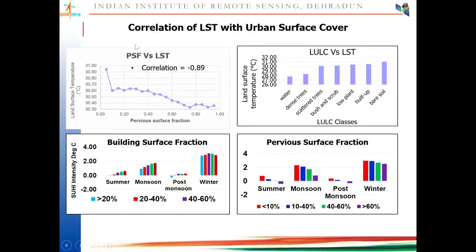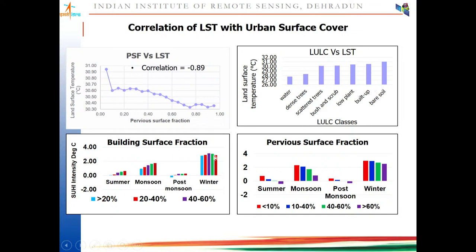Here I can show you some of the results, where urban surface cover, like pervious surface fraction, was correlated with land surface temperature obtained from thermal remote sensing data. You can see that pervious surface fraction shows a very strong negative correlation with land surface temperature. It means as your pervious surface increases, your temperature comes down. Similarly, in the land use land cover part, water shows the least temperature, and bare soil and built up show the highest temperature in broad land use land cover classes.